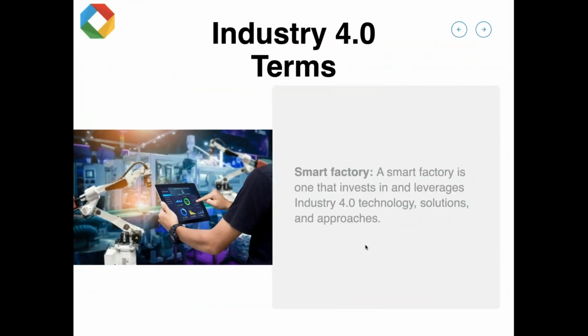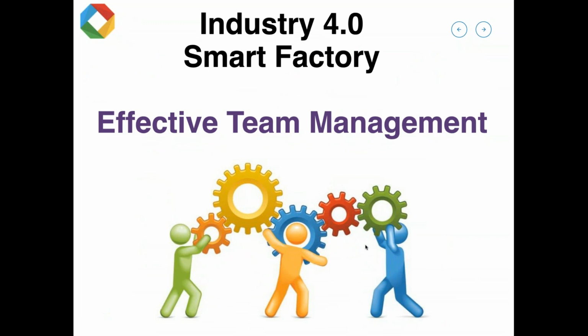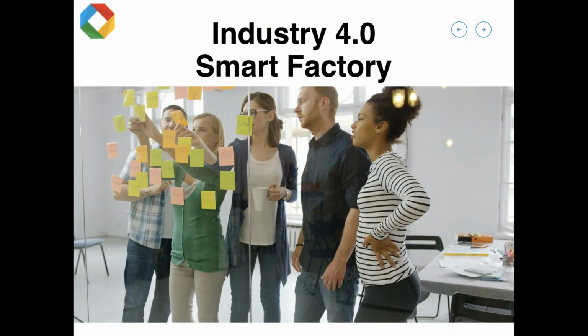So smart factories have now evolved to bring us these new levels of technology. Not only sensors and data, but also team management for effective team management. So what do we mean by this? Well, previously we had factories with notice boards and post-it notes stuck all over, and the team would then get together and have a meeting.